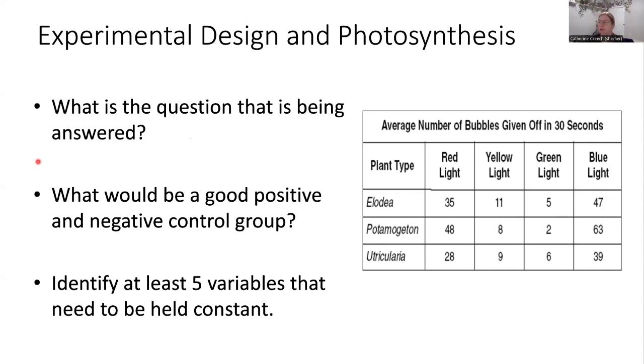Identify at least 5 variables that need to be held constant. I would say that your water needs to be the same temperature, because temperature can affect photosynthetic rate. The distance of the light, the wattage of the lights, maybe even the brand of light bulbs. You would also want to control how much plant is in there. If I put like a whole bush of Elodea and just a tiny sprig of Utricularia, then that would be unfair because I would have more cells to do photosynthesis in the larger quantity. So anything that could mess up your results would need to be controlled, and those are your controlled variables.